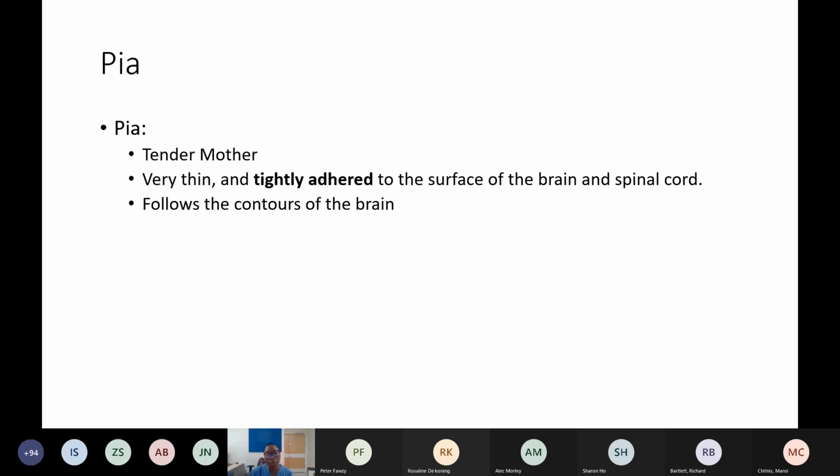Okay, so the final meningeal layer is the pia mater, which is tender mother in Latin, and this is because this is the most fragile, very thin layer, and this is tightly adhered to the surface of the brain and the spinal cord, and it follows the contours of the brain.